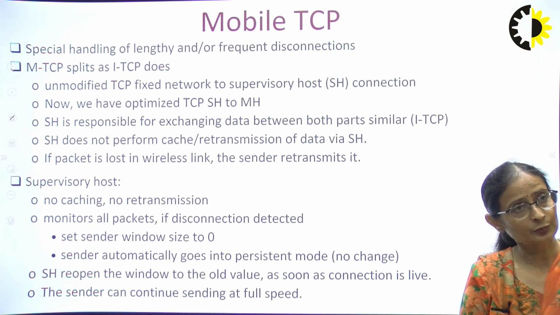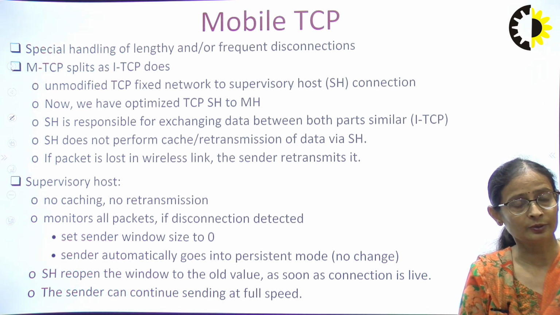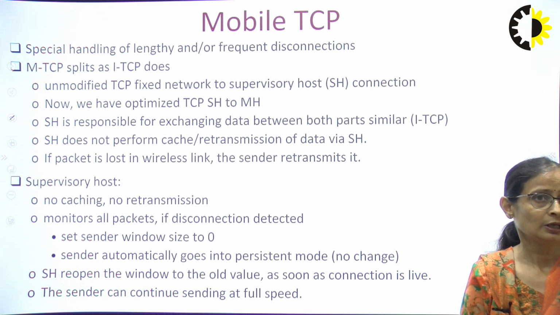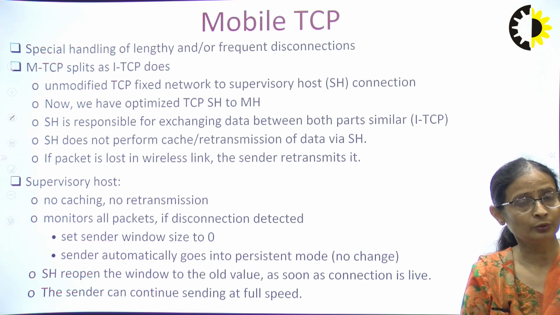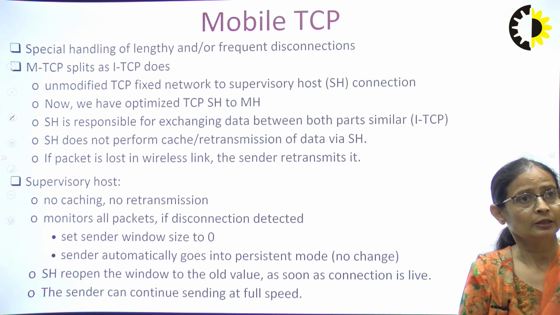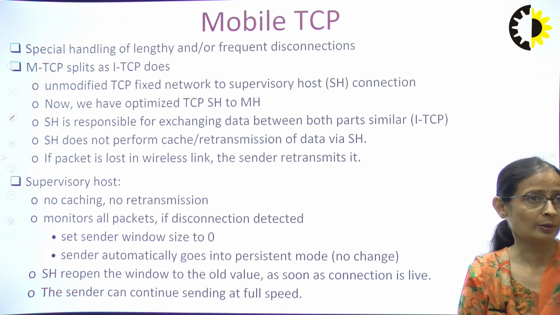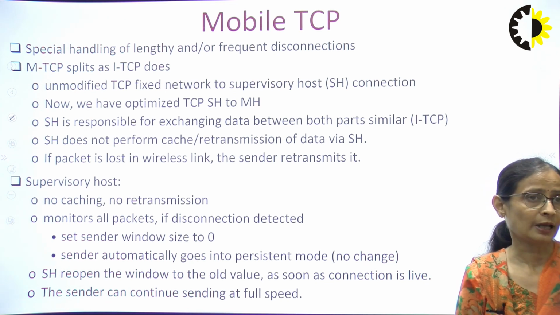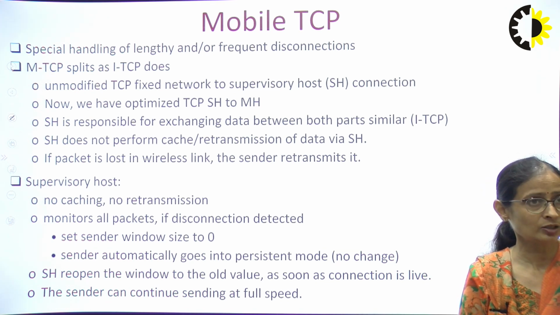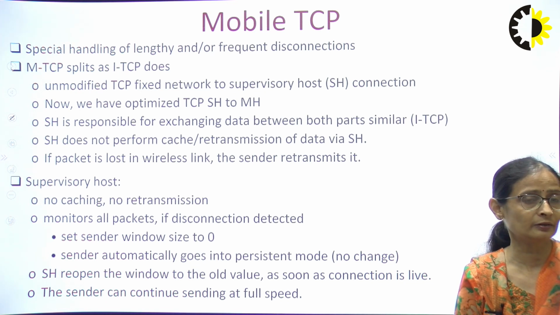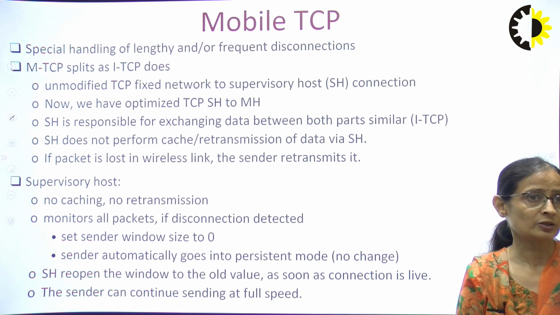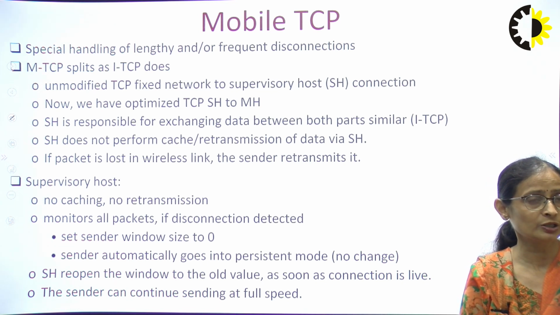M-TCP splits the connection, as we have seen in indirect TCP. It works accordingly. Unmodified TCP works in the fixed network. Here your correspondent node is known by the name supervisory host. Now we have optimized TCP from SH to MH. SH is responsible for exchanging the data between both parts, which is similar to I-TCP. SH does not perform caching or retransmission of the data. If a packet is lost in the wireless link, the sender retransmits. The supervisory host does no caching and no retransmission, but monitors all the packets.